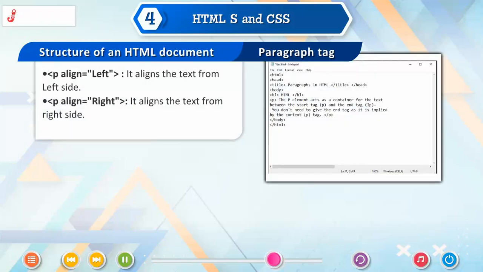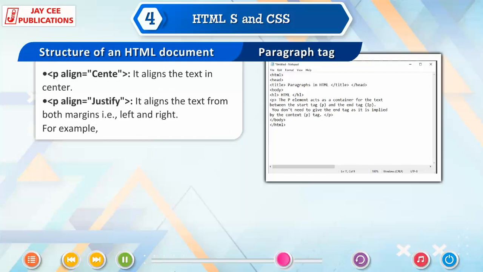<p align="left">. It aligns the text from left side. <p align="right">. It aligns the text from right side. <p align="center">. It aligns the text in center. <p align="justify">. It aligns the text from both margins, that is left and right.